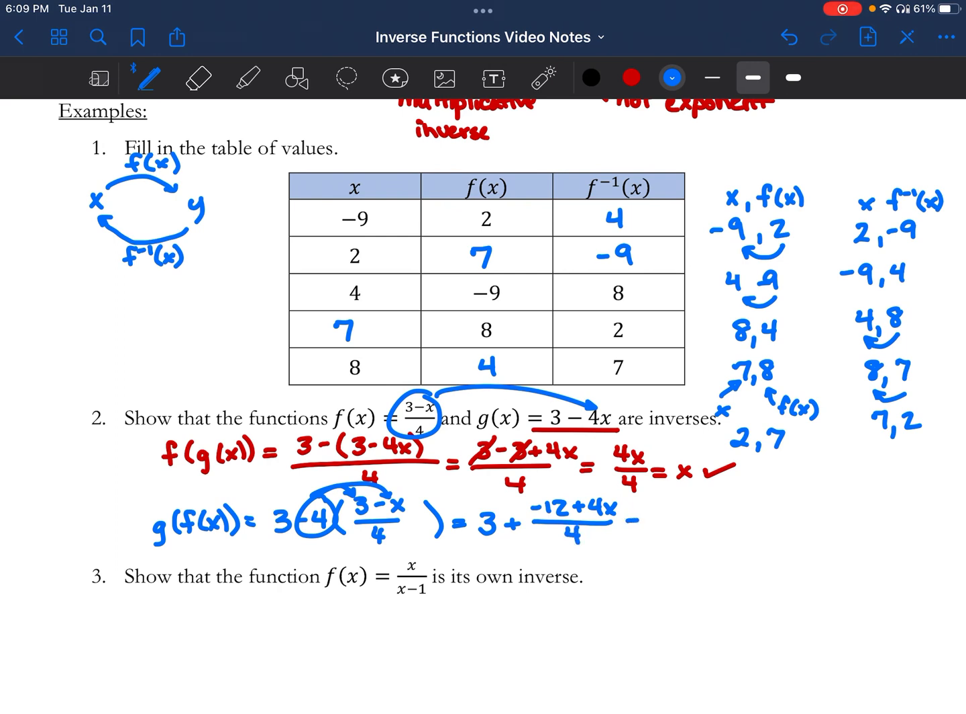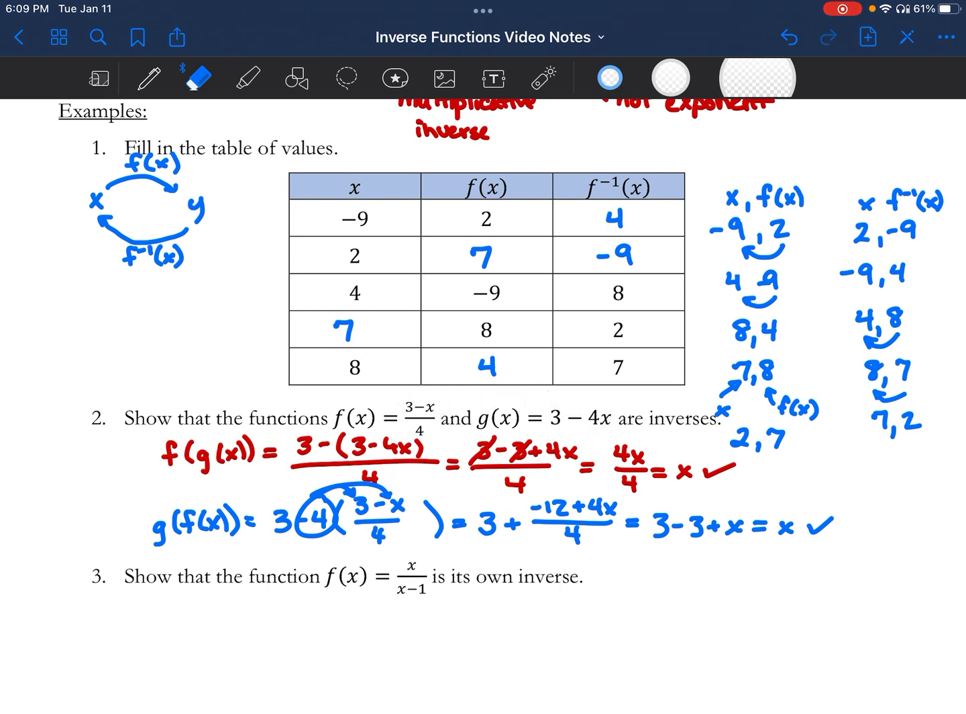Now I'm going to go ahead and divide this stuff in the fraction by 4. So that's going to give me negative 12 divided by 4 is negative 3, and 4x divided by 4 gives me 1x. And the last thing I'm going to cancel out is that 3 minus 3, which is going to give me 0 plus x, which is just x. So that one also checks out. So at this point, I do recognize that these two functions, f of x and g of x, are in fact inverses. So this does check out.